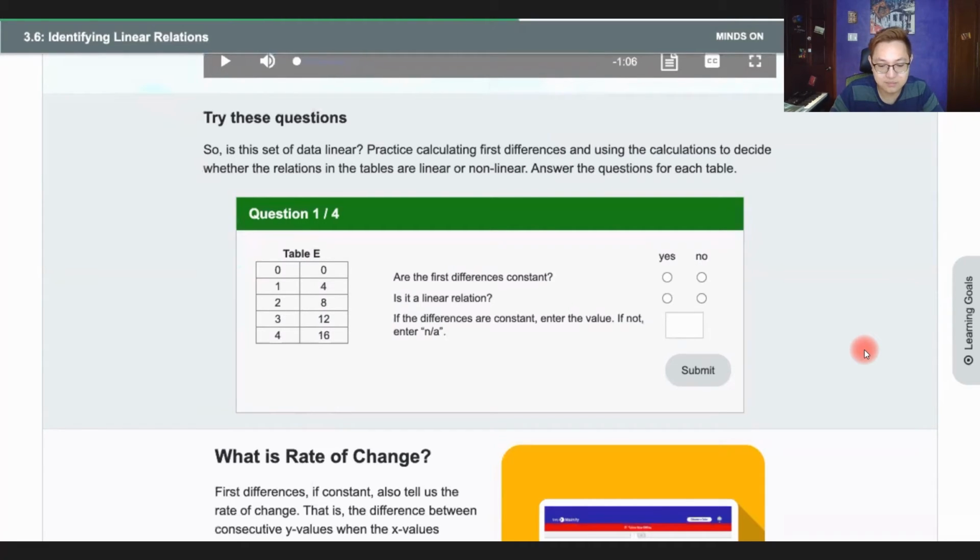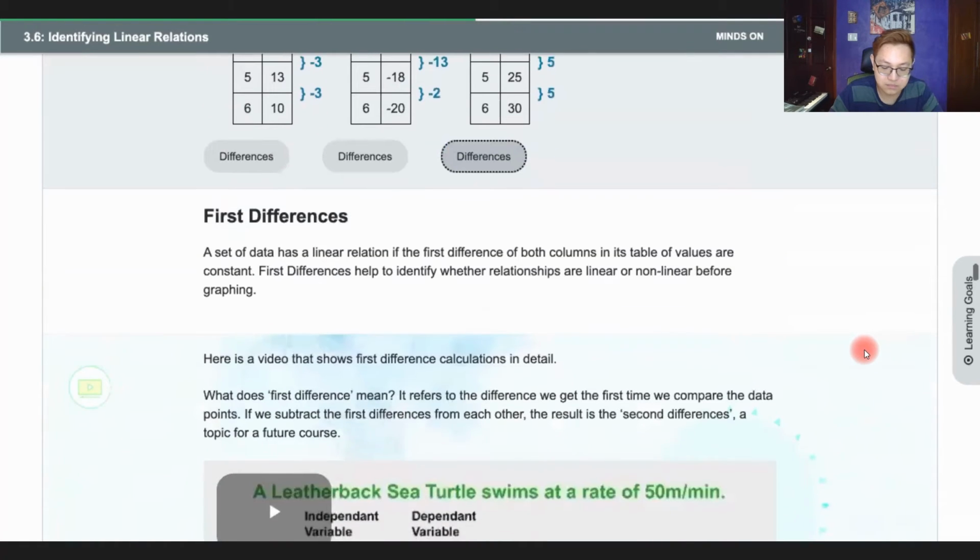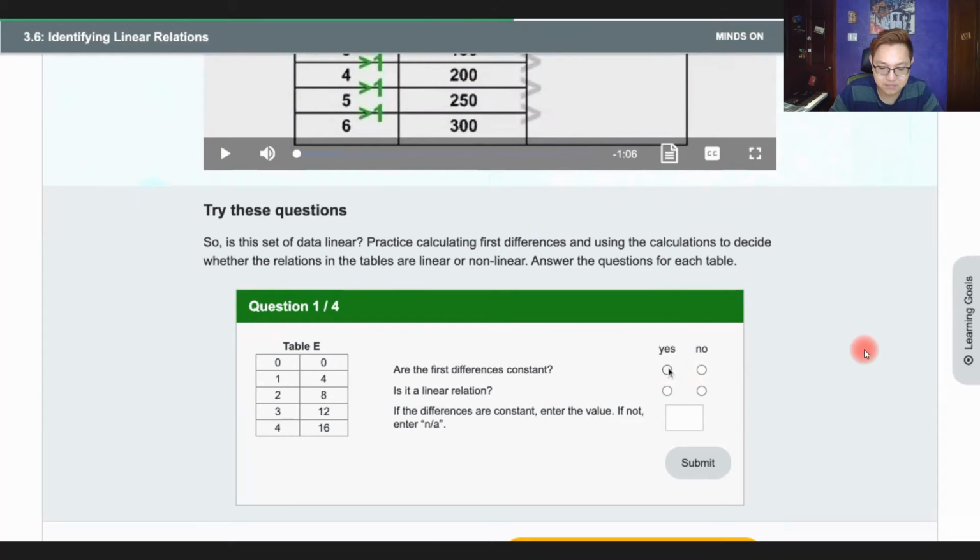Answer the question for each table. Table E. Is it... if the differences are constant, enter the value. If not, enter NA.